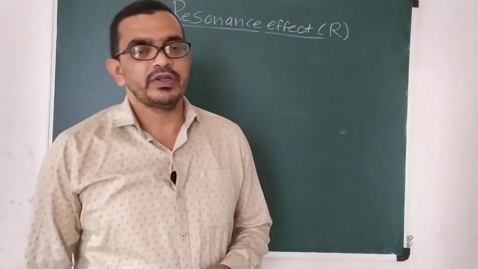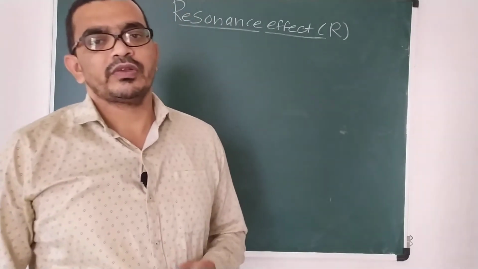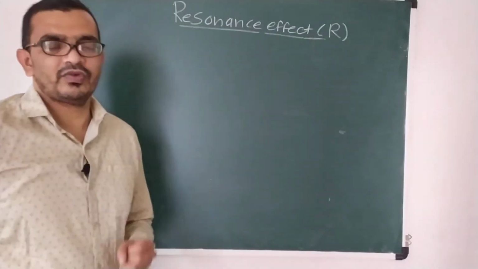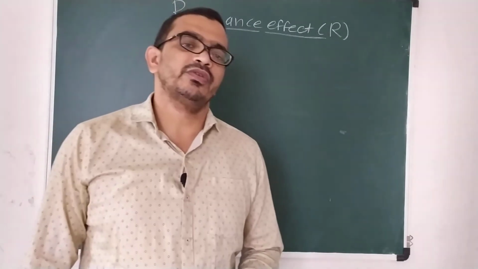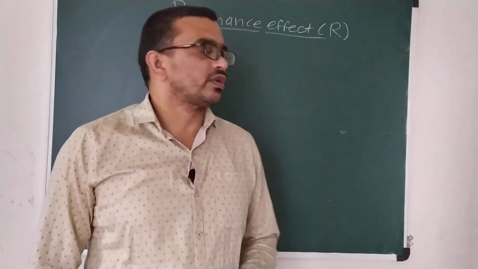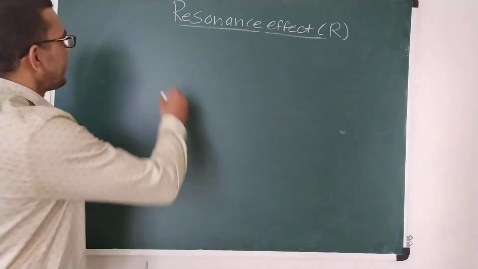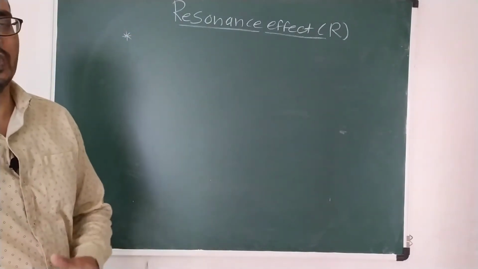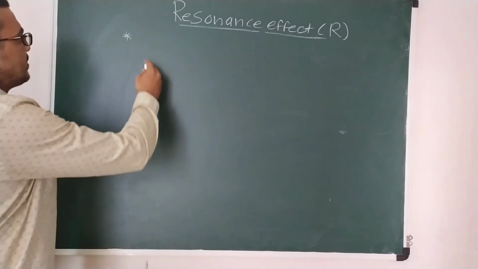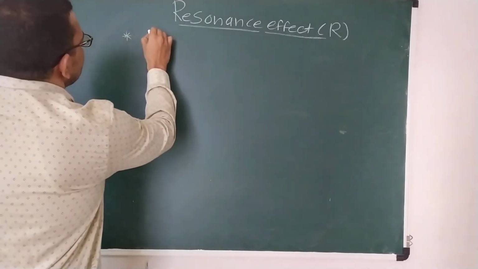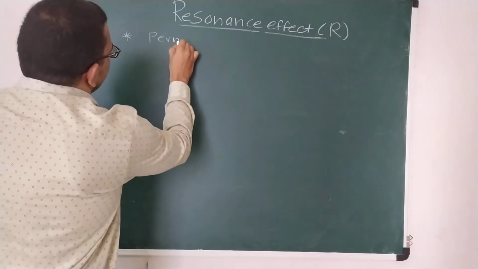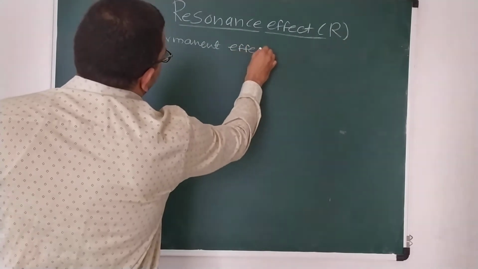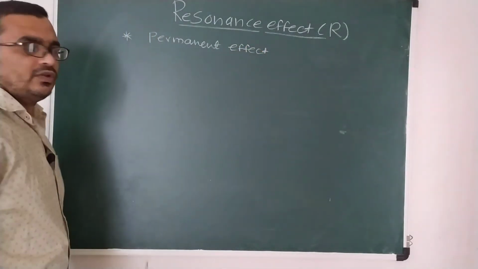So students, in today's lecture we are going to proceed to another very important electronic effect, that is the resonance effect. The resonance effect is symbolically represented by R. Some important points of the resonance effect we are going to discuss now. First and very important point: resonance is a permanent type of effect. It is a permanent effect. Firstly, you have to know this.